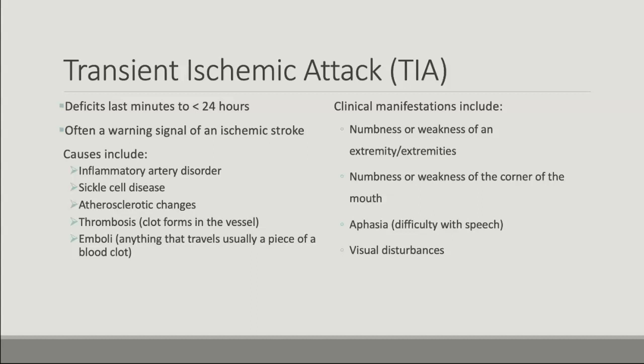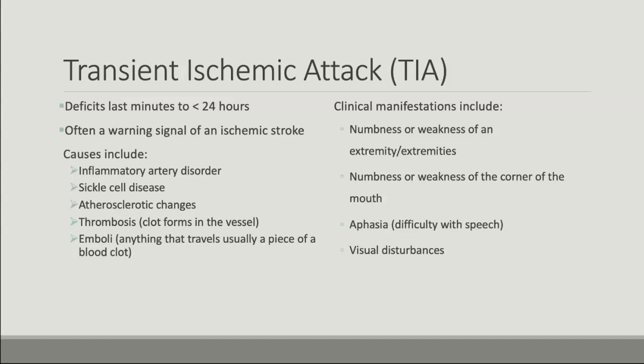Okay. So if a person has symptoms of a TIA, you're not going to sit there and wait and see how long the symptoms last. If they have symptoms, they go in, they get treated, examined. They may be told that they had a TIA or a transient ischemic attack. So it can be caused by inflammation in the artery, sickle cell disease, atherosclerotic changes, thrombosis, or emboli. So thrombosis is just when that clot develops within the vessel, and an emboli means it's traveled from somewhere else.